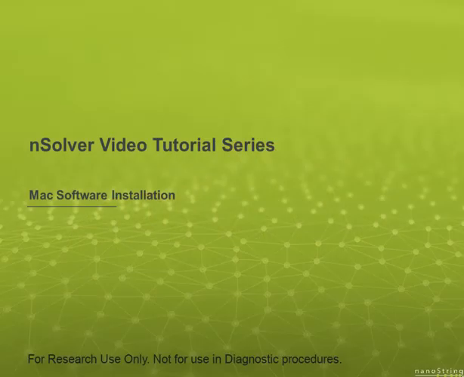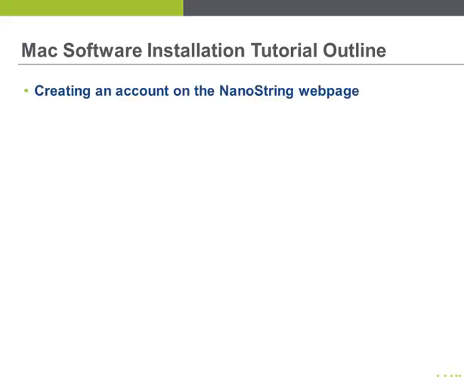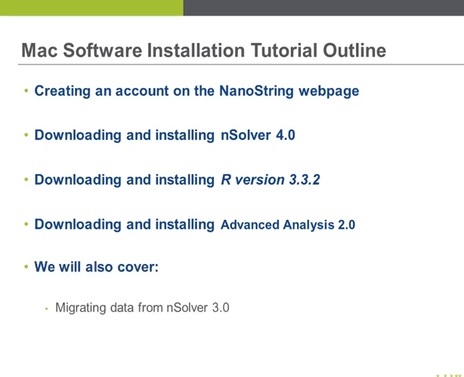Welcome to the nSolver video tutorial series. This video covers software installation on a Mac computer. We'll first cover creating an account on the NanoString webpage if you haven't already. We'll then cover downloading and installing nSolver 4.0, then R version 3.3.2, and finally Advanced Analysis 2.0. We'll also cover migrating data from your nSolver 3.0 database.